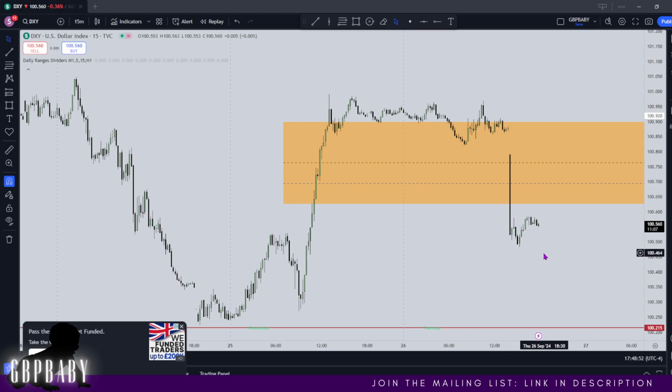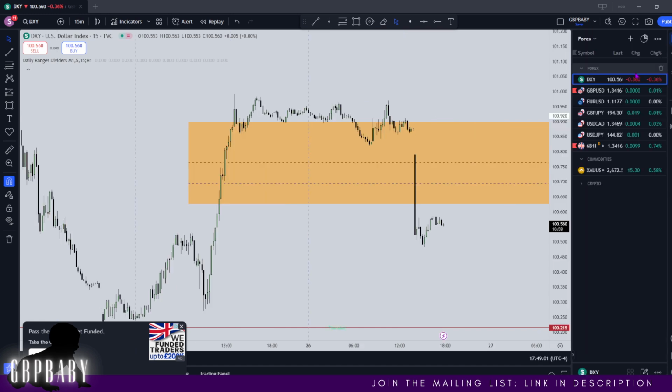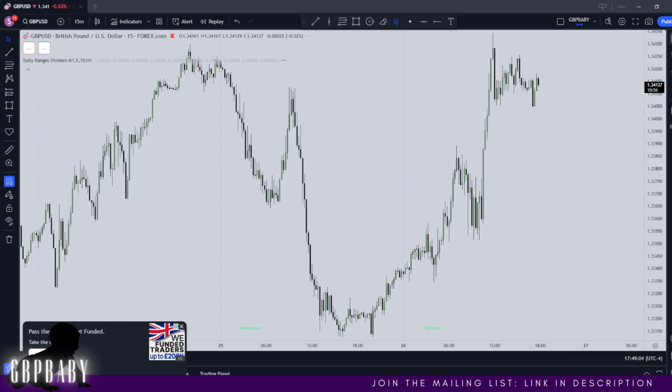Now, that doesn't mean go short now. Why? Because there's going to be some kind of manipulation, and that's why I'm anticipating a return back into this range, this range specifically. So that's going to be everything on dollar. Now let's head over to GBP USD.